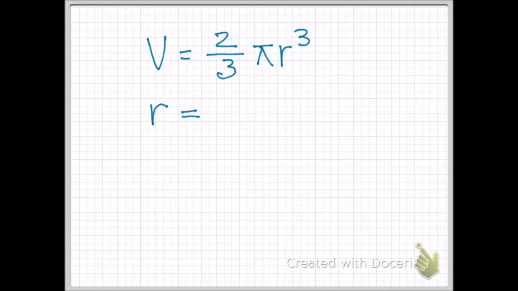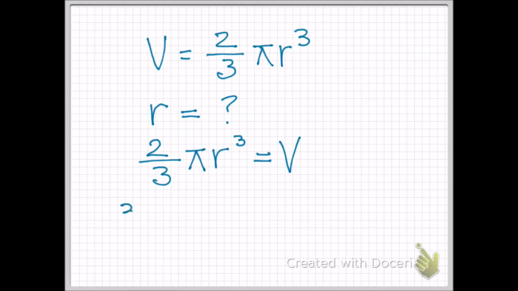We have been given the formula V is equal to 2/3 pi r cubed. And we have been asked to manipulate this formula so that r is the subject matter of the formula. So, first step is to rewrite the formula so that r is on the left hand side of the equal to sign. We then try and isolate the r.